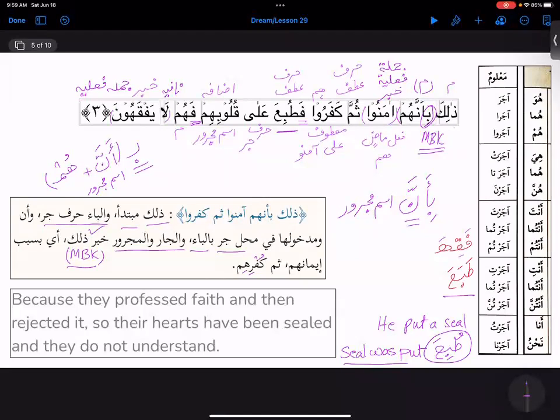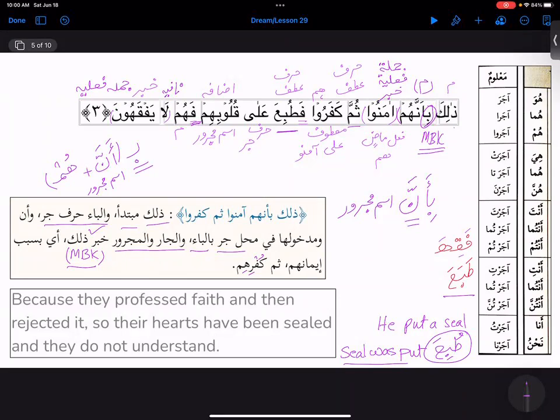Now, as we already said, Mubtada bi annahum is our mubtada, and khabar. Then Amanu is another khabar, we can say. This is fil madi, failuhu, whom, and this is our khabar. Then Summa comes, Summa is ataf.